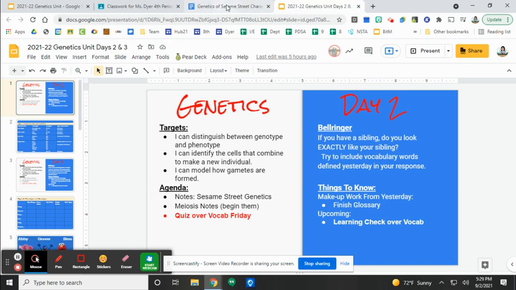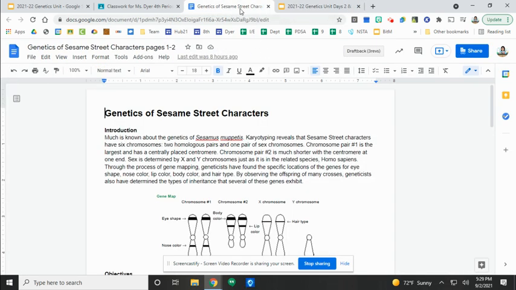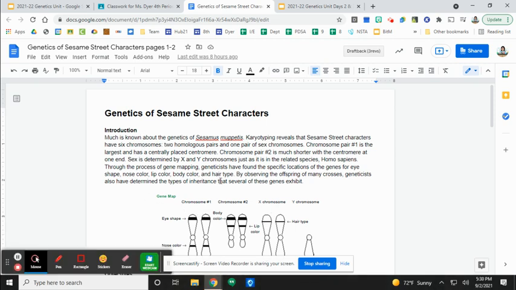So I would like you to open up the genetics of Sesame Street characters file here that you have, or get out your paper if you have it. And I would like you to read through the introduction. While you're reading through the introduction, I would like you to mark any words that might be unusual to you, or that you might think that maybe you need a little bit of help with.